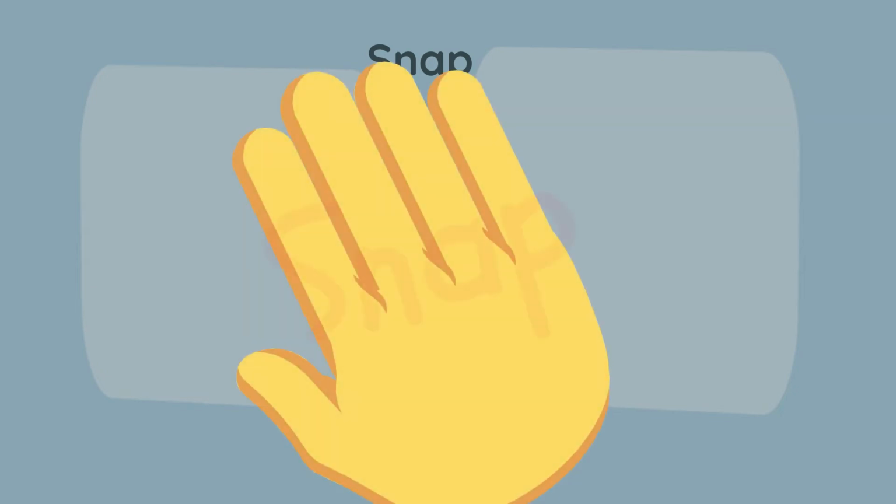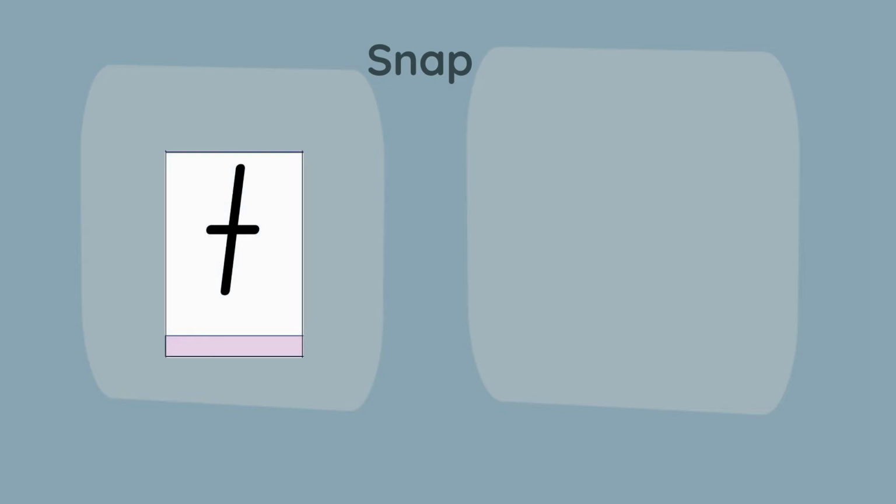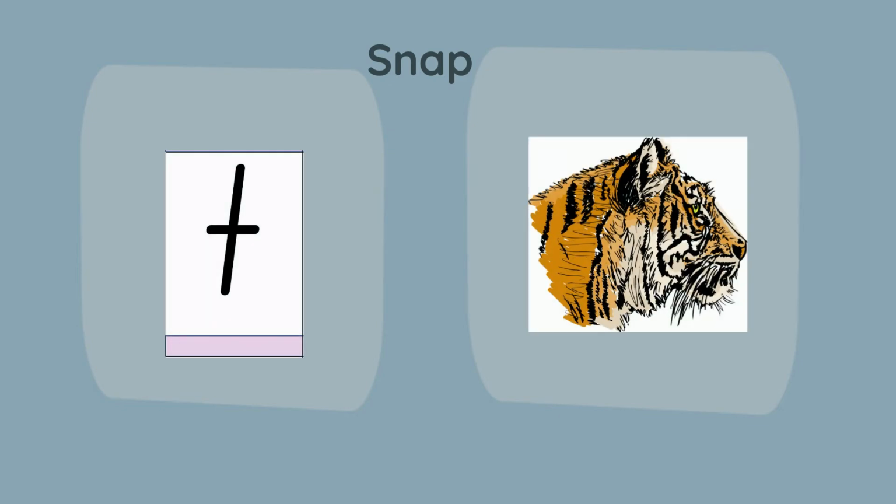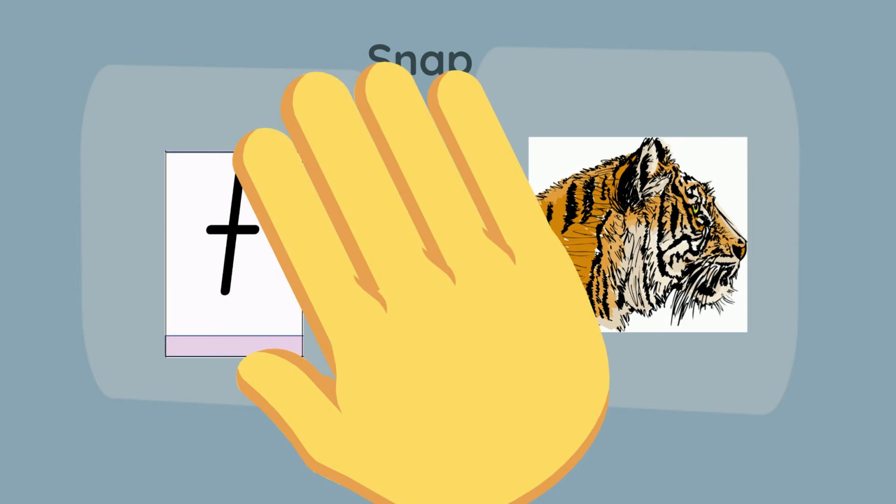We are going to play snap. If the letter shown matches the first sound in the picture, then hit the ground and say snap. Let's do one together. T. Tiger. Tiger starts with T. They match, so I can hit the ground and call out snap. Try and beat me.